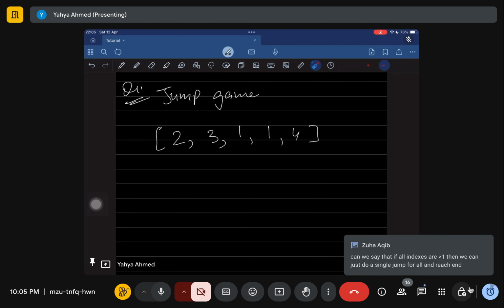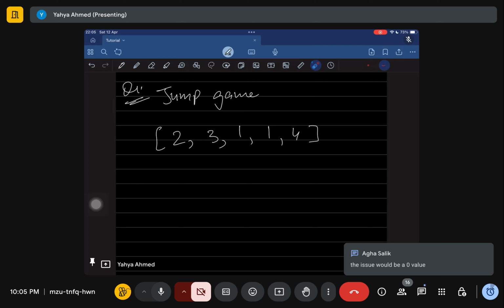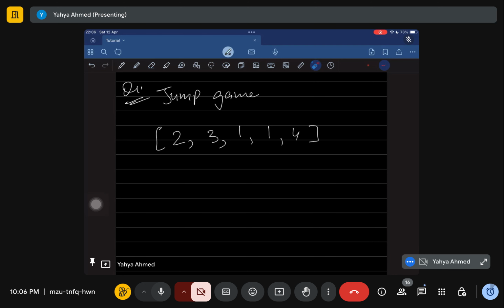Can we say that if all indexes are greater than 1, then we can just do a single jump for all? That's true, Zoha. That's a very good observation. If all of them are positive, then the answer is trivially true. बिल्कुल सही कहा. So there have to be 0 indexes in the actual array. If you have 0 indexes, those are places that you can get stuck on and that disallow you from proceeding further. तो अच्छा, let's say हमारे पास 0 आ गई values. Positive है तो बहुत आसान है. Let's say 0 values आ गई.